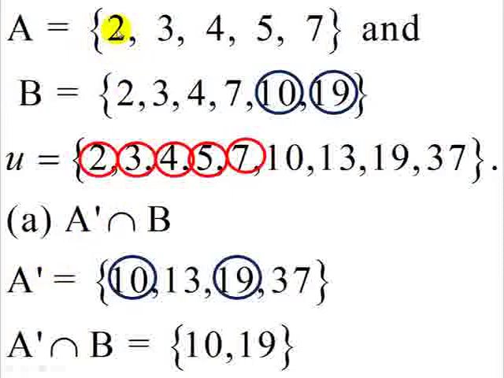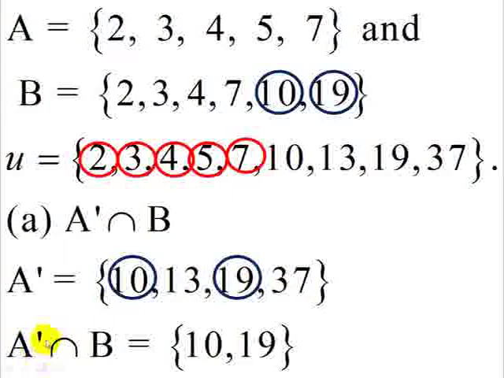Now, when we look at the elements of the set A, we have 2, 3, 4, 5, and 7. And these are the elements that are circled in the universal set. However, there are some elements in U which cannot be found in A. And the elements are 10, 13, 19, and 37. And so A complement is equal to 10, 13, 19, and 37. These are the elements that can be found in the universal set but cannot be found in the set A. That is what we mean by the complement of A. So A complement equals 10, 13, 19, and 37.